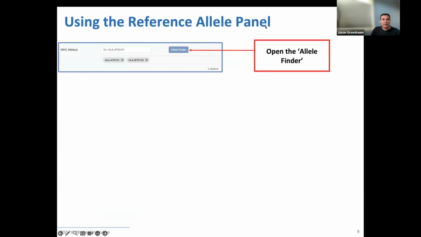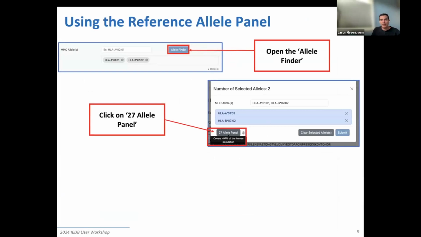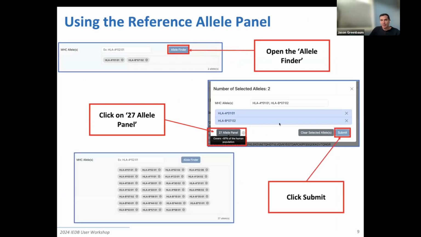And to use that reference panel, I already showed this in the previous presentation, but you can click on the allele finder and hover over the allele panel button, click that and click submit. And then the allele area on the prediction page will be filled in with those alleles. And you can click away any that you don't want by just clicking on the little X's in those chips.